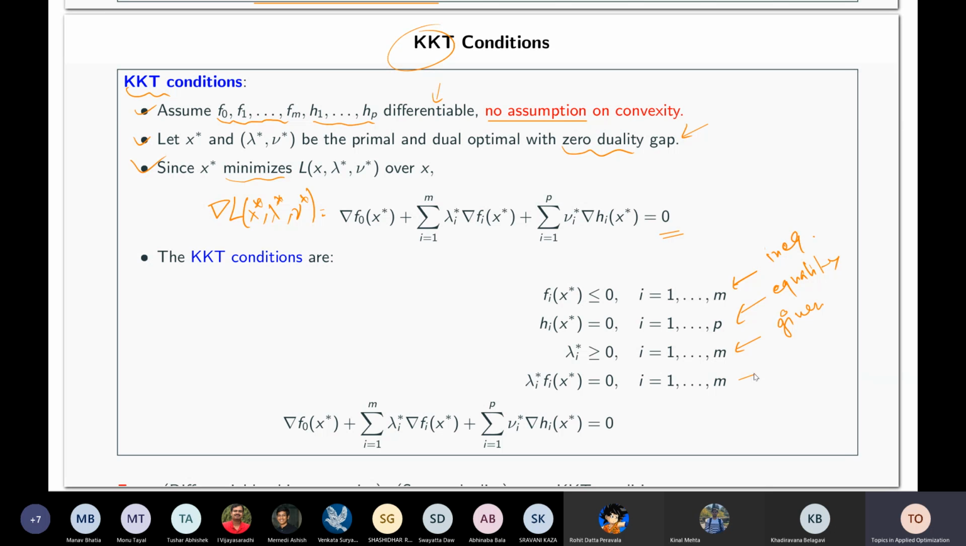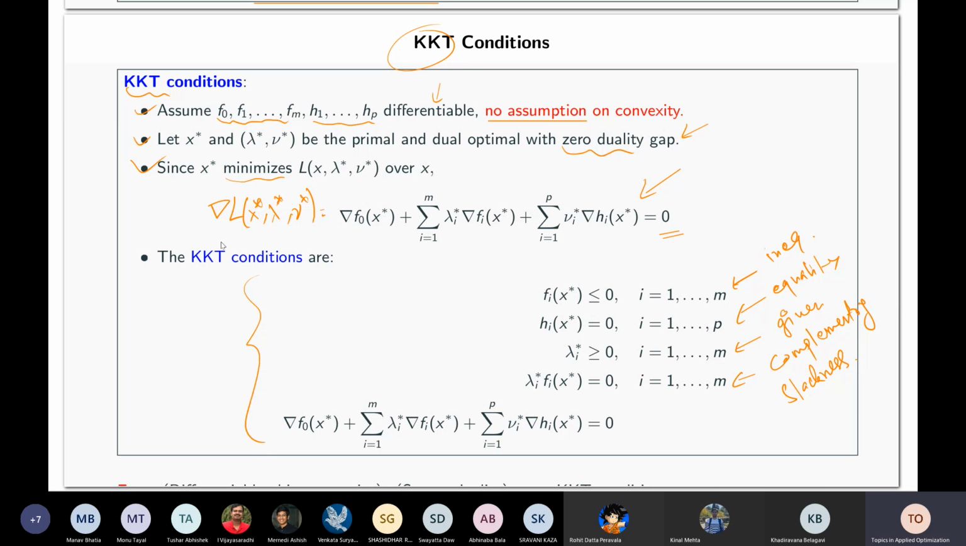And this is the complementary slackness that we have just proved in the previous slide. And this is what we have here, this condition that we also put here. So this list of conditions we have is the so-called KKT conditions.